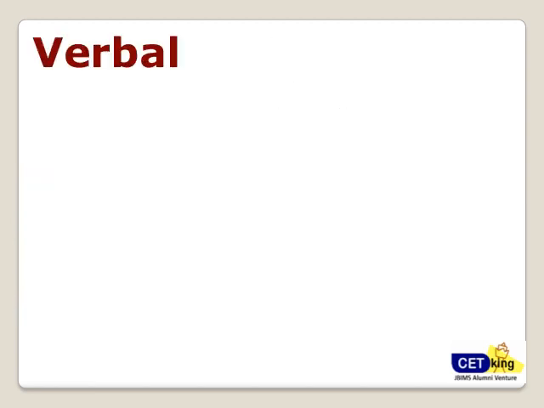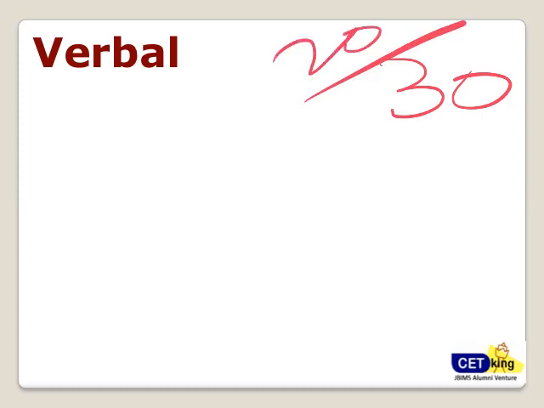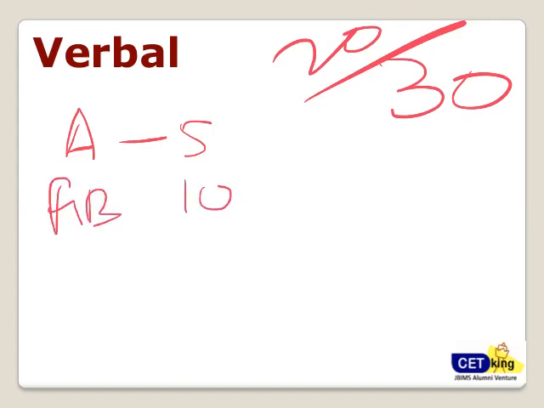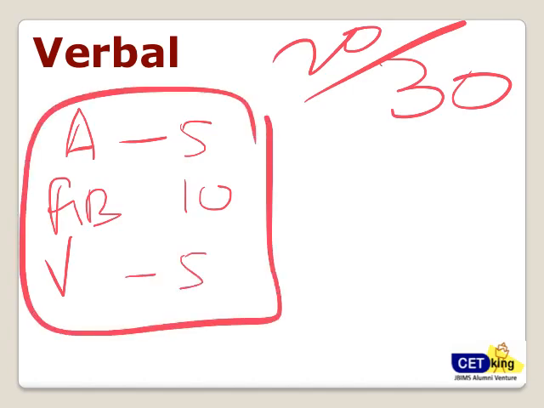Alright, moving to the verbal section. Out of 30 questions, 20 questions were based on vocab. So 2/3 of the paper is vocab. Analogies, 5 questions, where you have to pair them up. Fill in the blanks, 10 questions. And vocab usage, 5 questions. So 20 questions based on words, vocab and vocab usage.